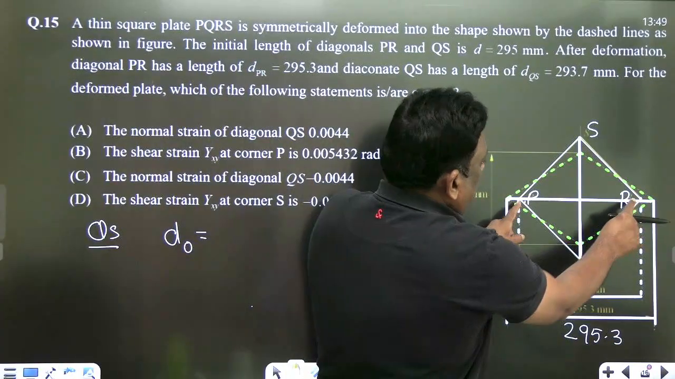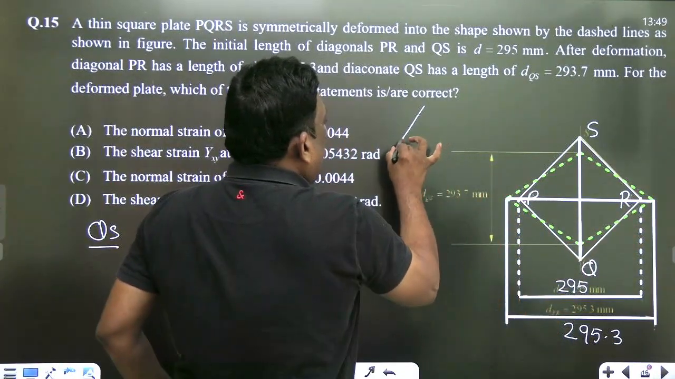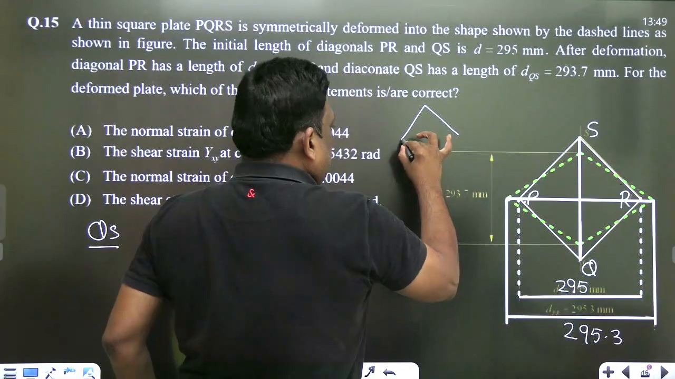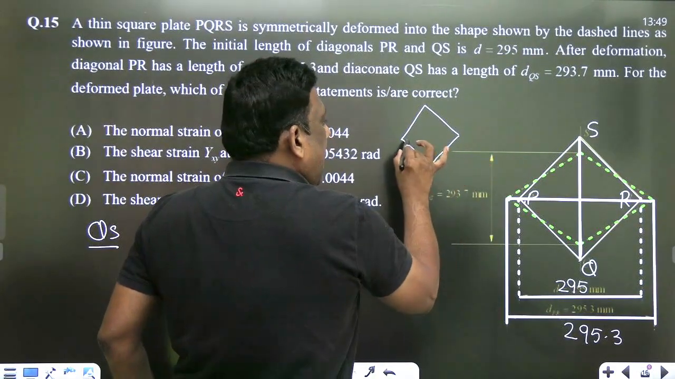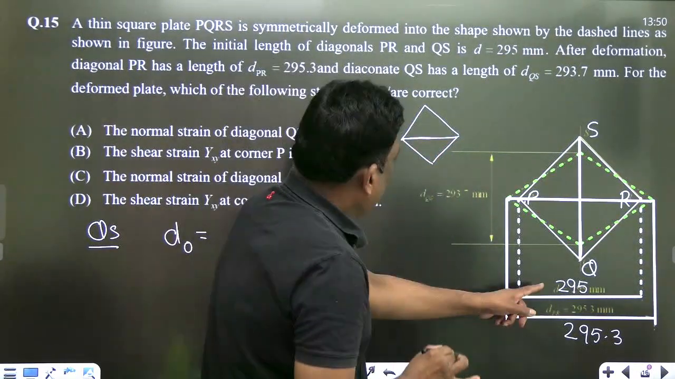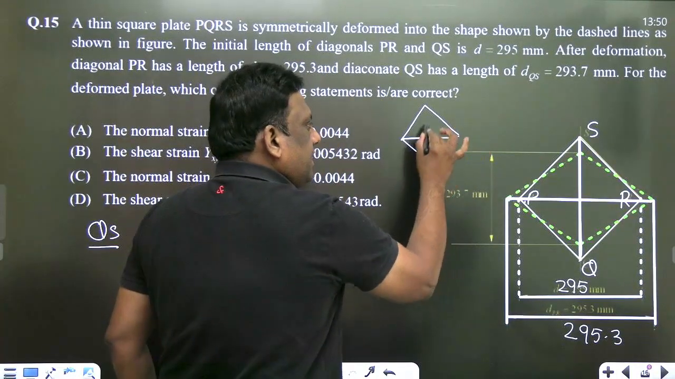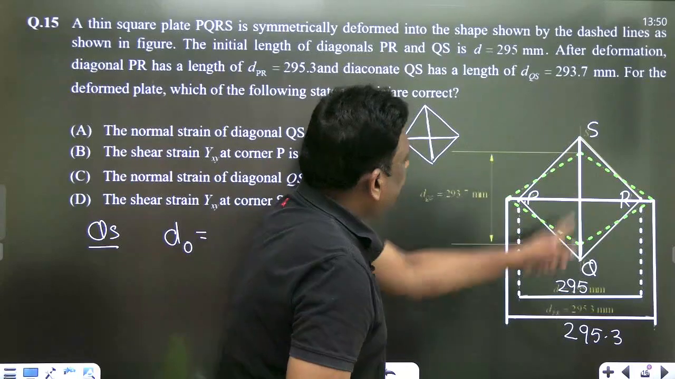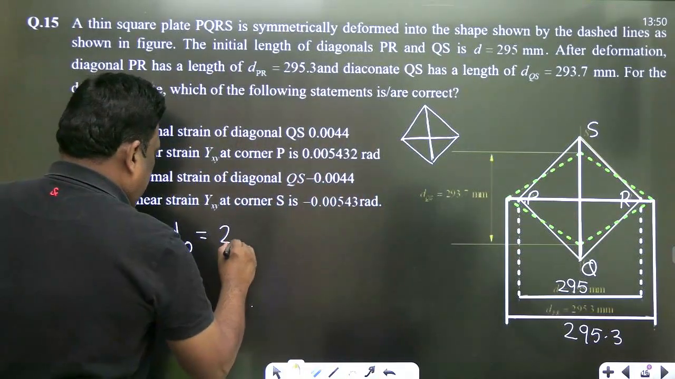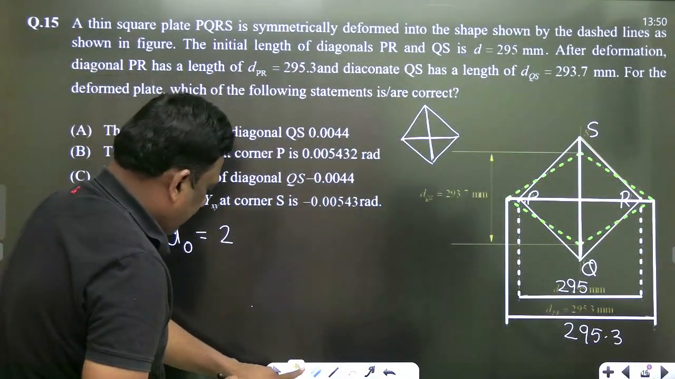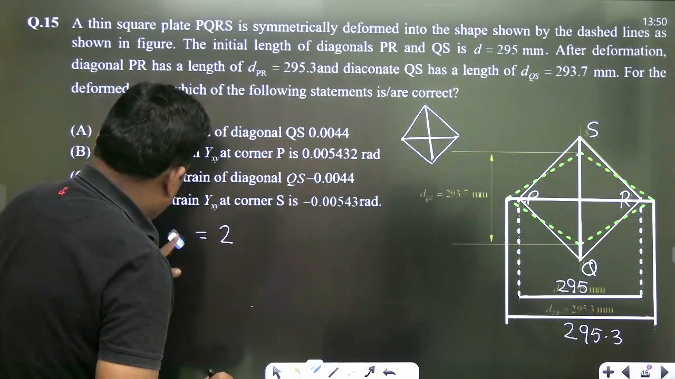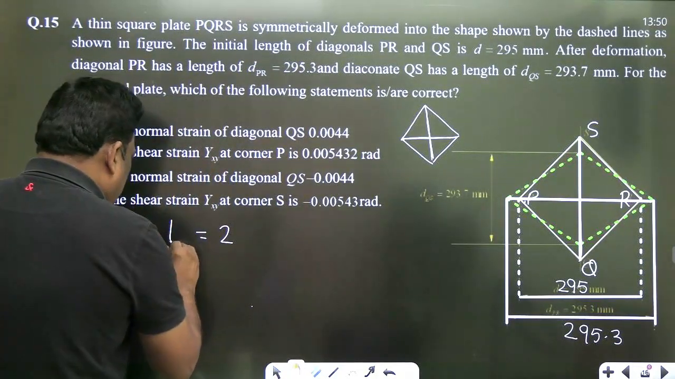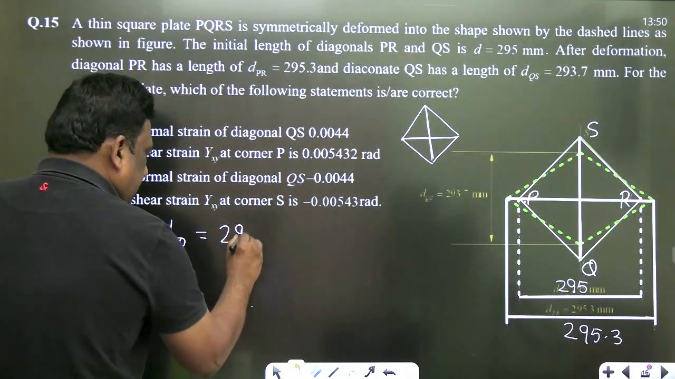Whether it is horizontal, initially it is of this shape. Look once. Initially it is of this shape, and this diagonal is given as 295. If this is 295, then this diagonal will also be 295. So the original length of QS is 295. Okay. I will write L0, meaning original length. The original length of QS is 295.